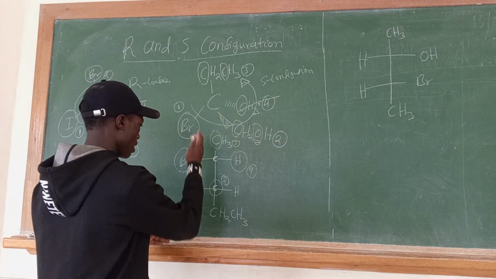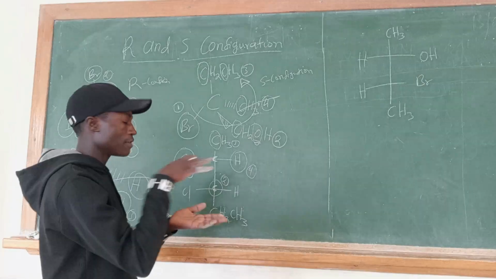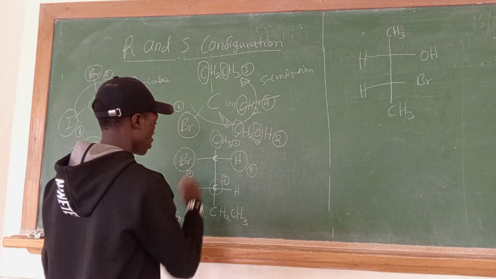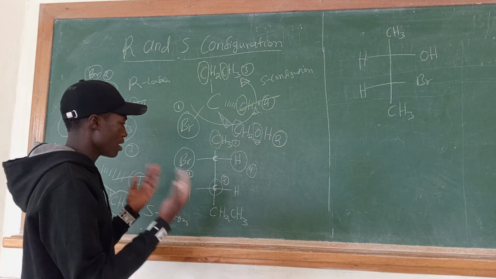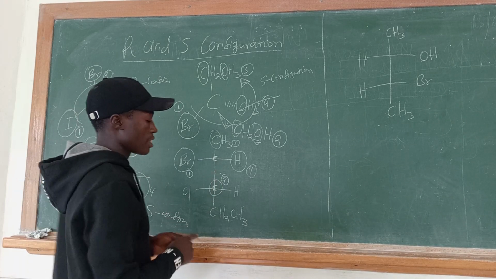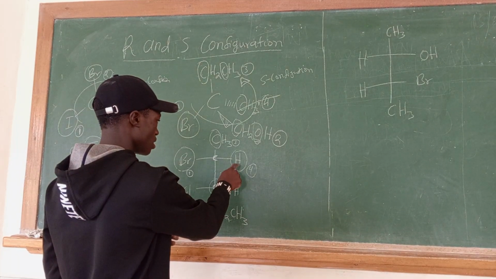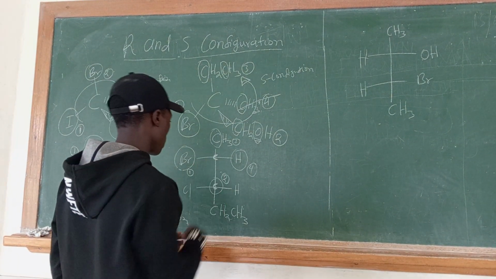Now, these vertical lines show that they are oriented facing back, they are facing away. Then these horizontal lines mean that they are facing you, facing this side. So we said that the last group must face away, so this hydrogen should be on the vertical lines.